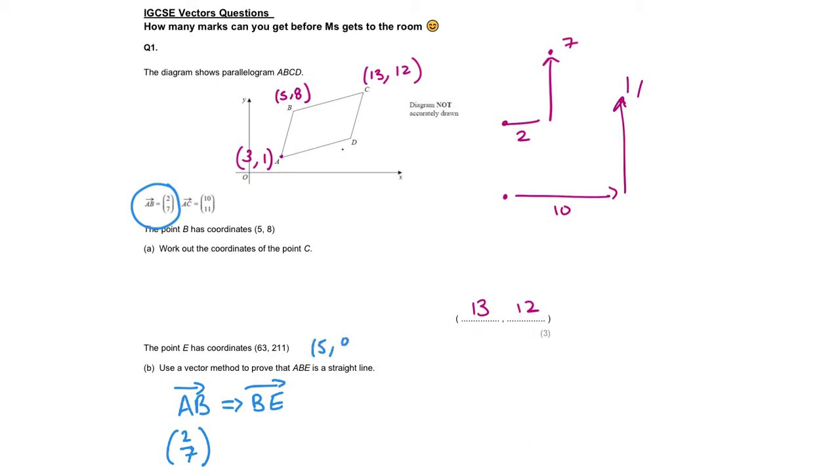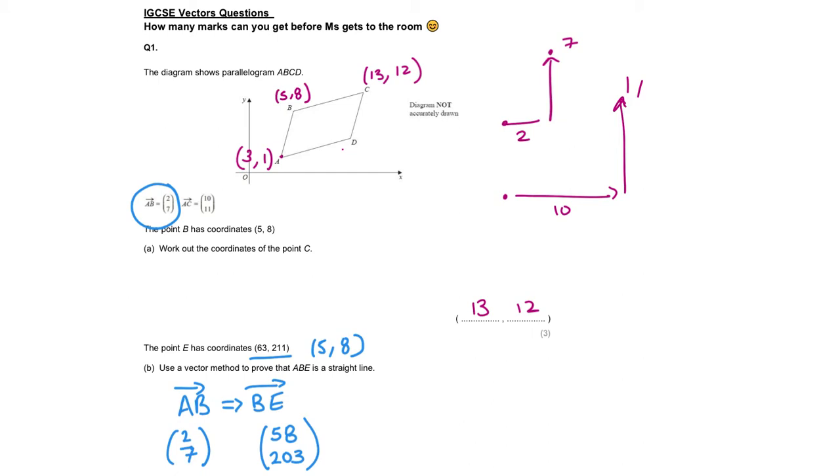B is (5, 8), and E is (63, 211). How have I gone from 5 to 63? What do I have to add on? 58? Is that right? Going for 58. 8 plus what is 211? 203. Okay. Can I write 58 and 203 as a multiple of 2 and 7? If I divide 58 by 2, what do I get? 29. What's 7 times 29? I hope it's 203.